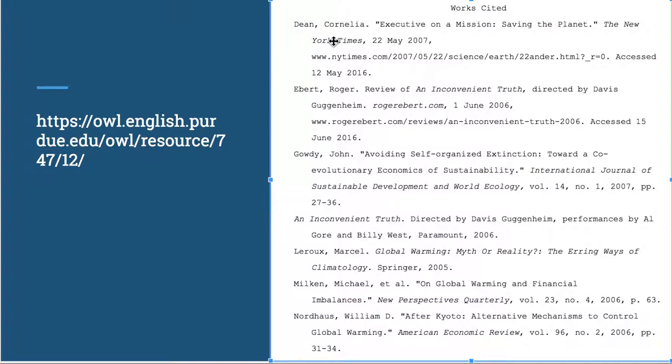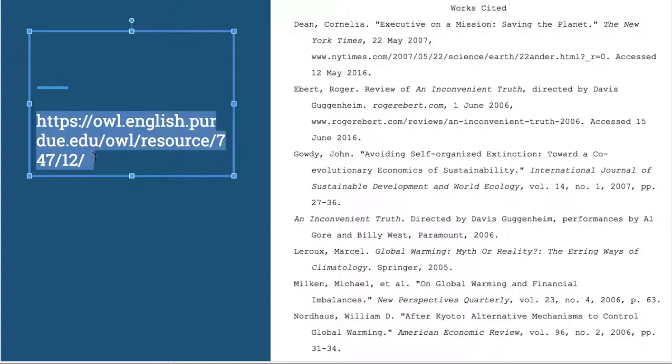Okay, so look that up. Also, if you have any questions about citations, go to this source, OWL Purdue. It's a fantastic resource for citing sources.